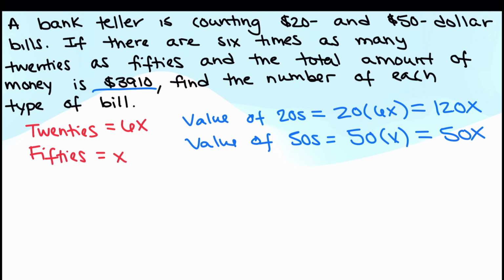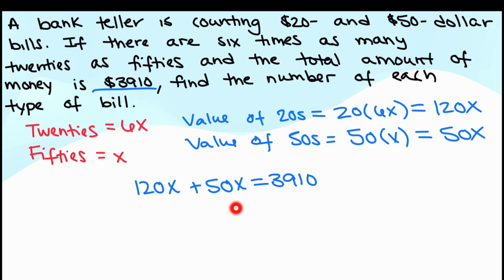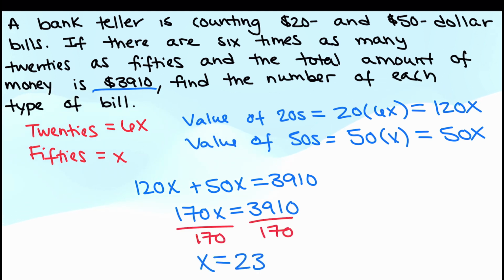Similar reasoning for the 50s. The 50s are worth $50 each. I have x of them. 50 times x is 50x. The total value of the money is $3,910. So that means 120x plus 50x is $3,910. Combine like terms, I get 170x equals $3,910.